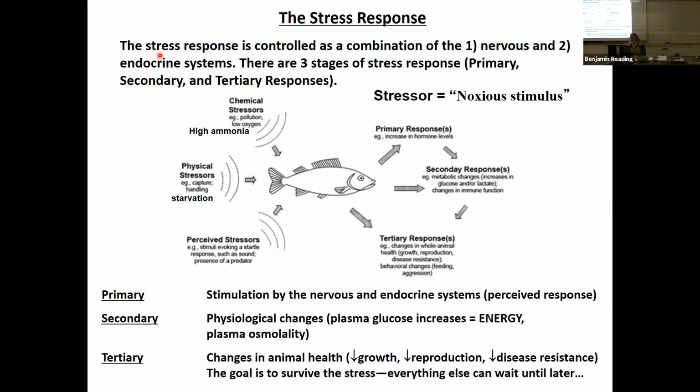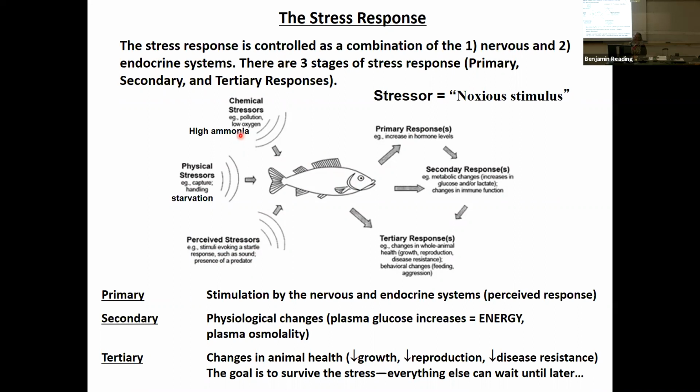And so when we talk about perceiving a stress, that is an afferent signal to the central nervous system. For instance, our eyes see a predator. For instance, presence of a predator is a perceived stress. Or the fish hears a sound that indicates it might be captured. All right? Afferent signal to the central nervous system, the fish understands something is wrong.